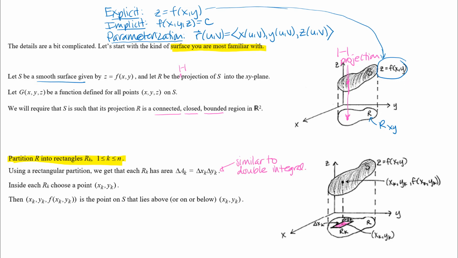And we're actually going to choose our points xk, yk in that little region down in the xy plane. So I'm going to choose an xy point there, and then I'm going to map that up to my surface so that I have a point xk, yk, f of xk, yk on the surface. There is my xyz point, xk, yk, zk, that I'm going to choose and plug into my function. Now basically what I need to do is think about how that region down in the xy plane induces a partition of our surface S.